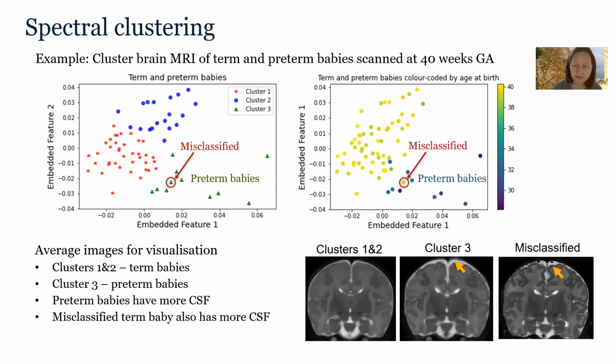And one interesting sample that we can look at is this one, because it's clearly within the preterm cluster, but actually this is not a preterm baby, this is a baby born on time. And we can see that this baby nevertheless has more CSF, just like the preterm baby. So that's probably the reason why it ended up in the preterm cluster.